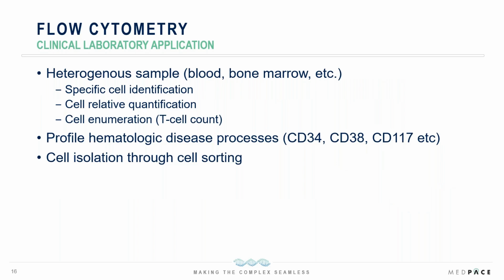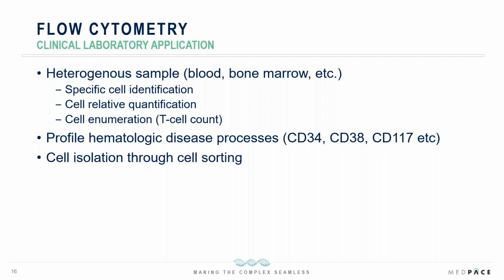So in a clinical lab, the main power of a cytometer is its precision and accuracy. In a clinical lab, we can look at heterogeneous samples such as blood or bone marrow or any fluid that has cells in it, and we can specifically identify cells within that heterogeneous sample. And with that, we can do a relative quantification, so we can say how many percent of cell type A is there to cell type B.